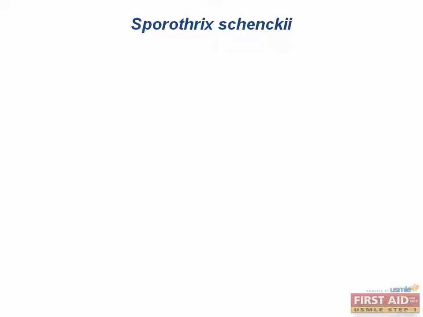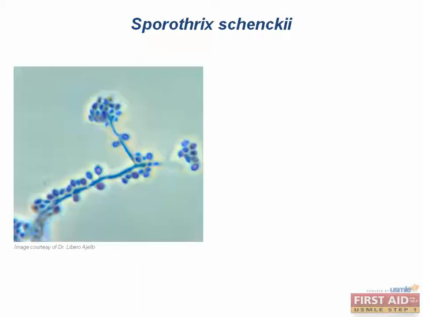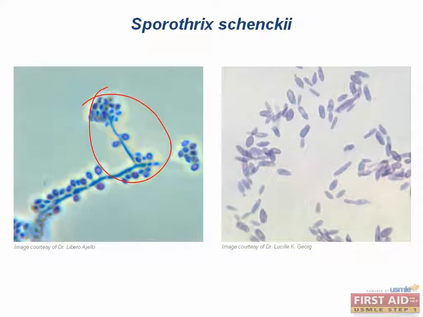Sporothrix schenckii causes a subcutaneous infection. It's a dimorphic fungus in that it is a mold when it grows on plants and a yeast within the body. Here it is in the mold form. You can see right there, very classic appearing mold. And here it is in the yeast form. The spores of the mold enter at the site of skin trauma, and then they're going to differentiate into the yeast form within the body.